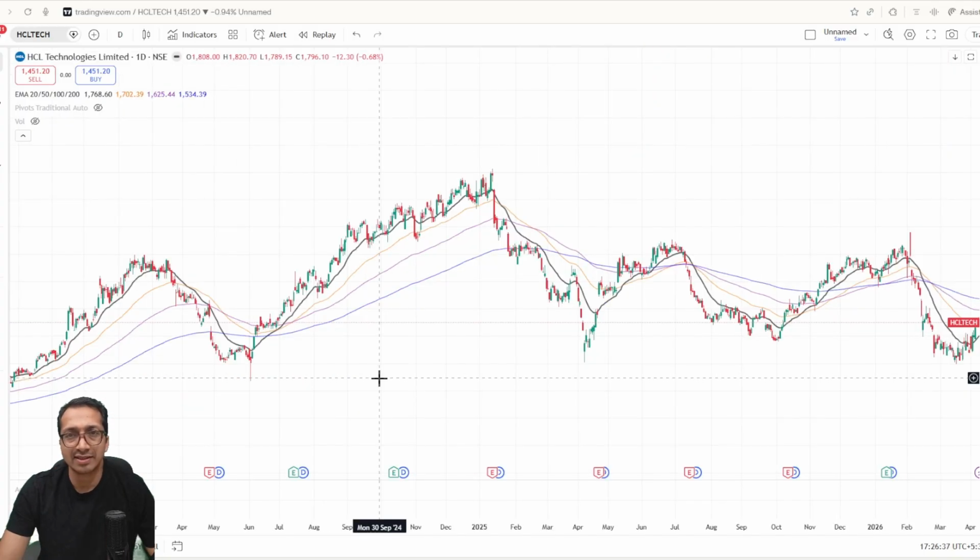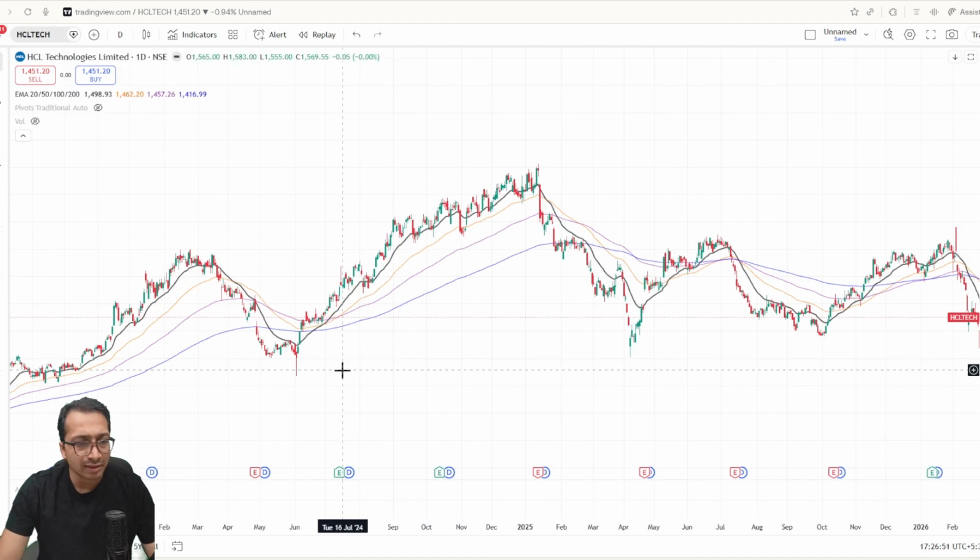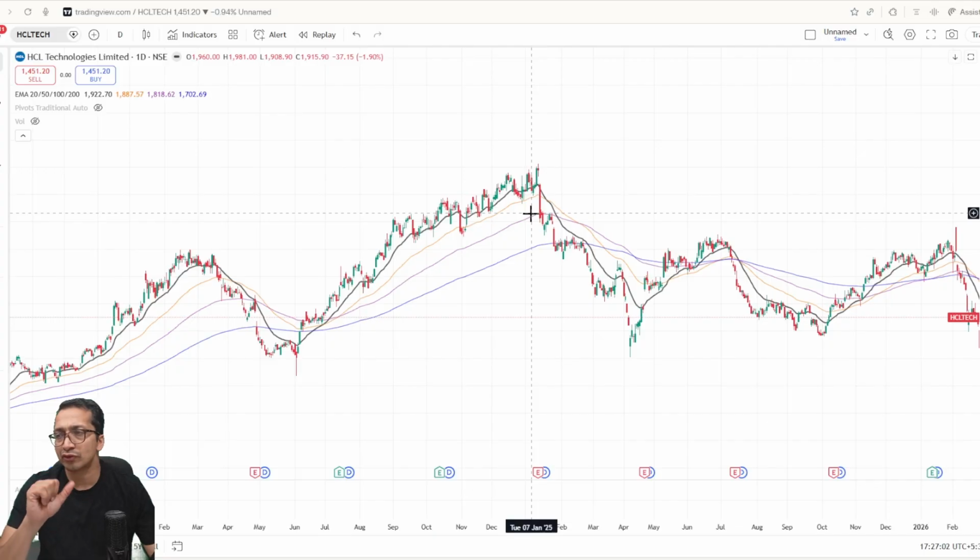So now let's see this chart which is for HCL Tech. Let's do a backtesting. But before backtesting, we have to identify a situation. Let's assume this is only the 20 EMA and what we are saying is, once the price closes above 20 EMA, we should buy, and when the price closes below this EMA, we should sell. A simple approach for the backtesting.